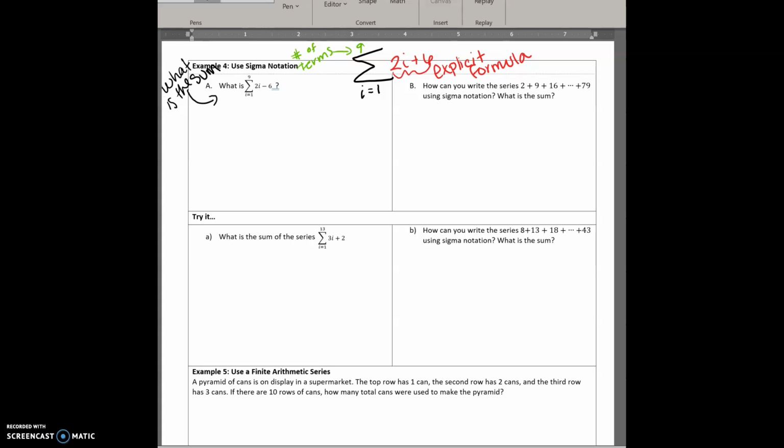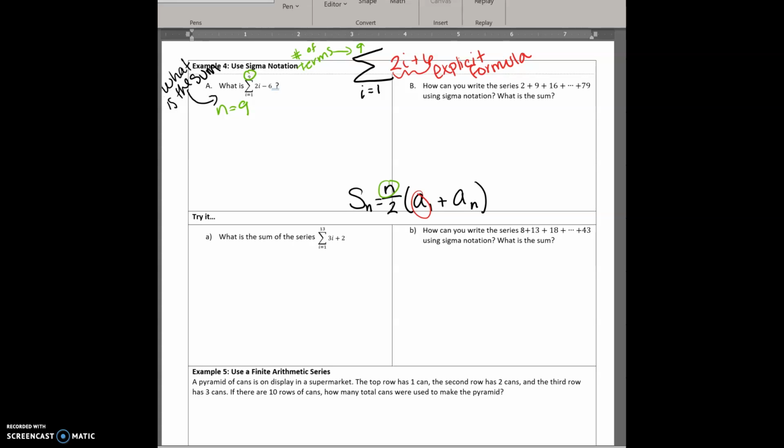So we're going to take this and remember our sum formula we learned yesterday. The sum of n terms is n divided by 2 times the first term plus the last term. So we need the number of terms, which is 9. So n equals 9.